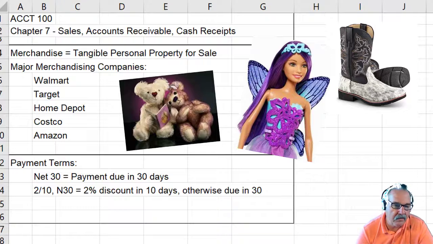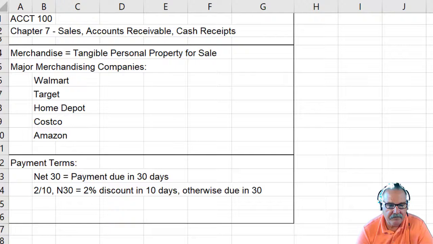So think about if we were a toy store and we were buying toys from Mattel or Hasbro or other toy companies. Or we are a bike company and we're buying bicycles from the big bike manufacturers like Giant or Trek or some of the other ones, Schwinn.